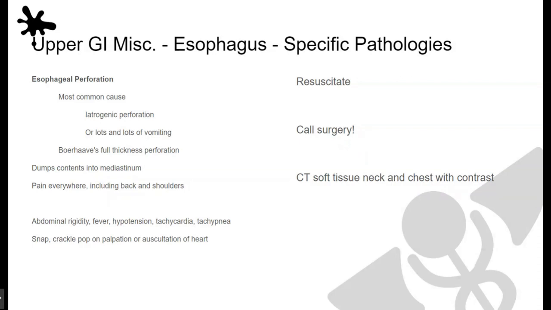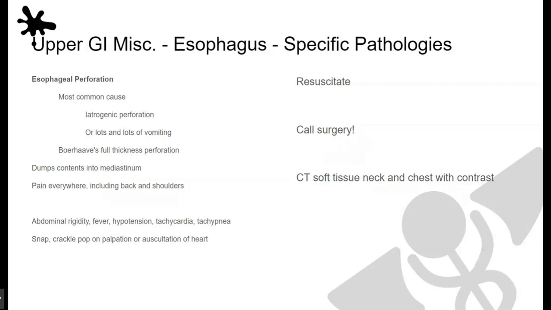Boerhaave's is a full thickness perforation, and the issue is that you can dump the contents into the mediastinum, so you get pain everywhere, including the back and shoulders, because you have all of that inflammation happening throughout the thoracic cavity, throughout that mediastinum. And then that pain radiates to everything. So you can get some abdominal rigidity, fever, hypotension, tachycardia, tachypnea.